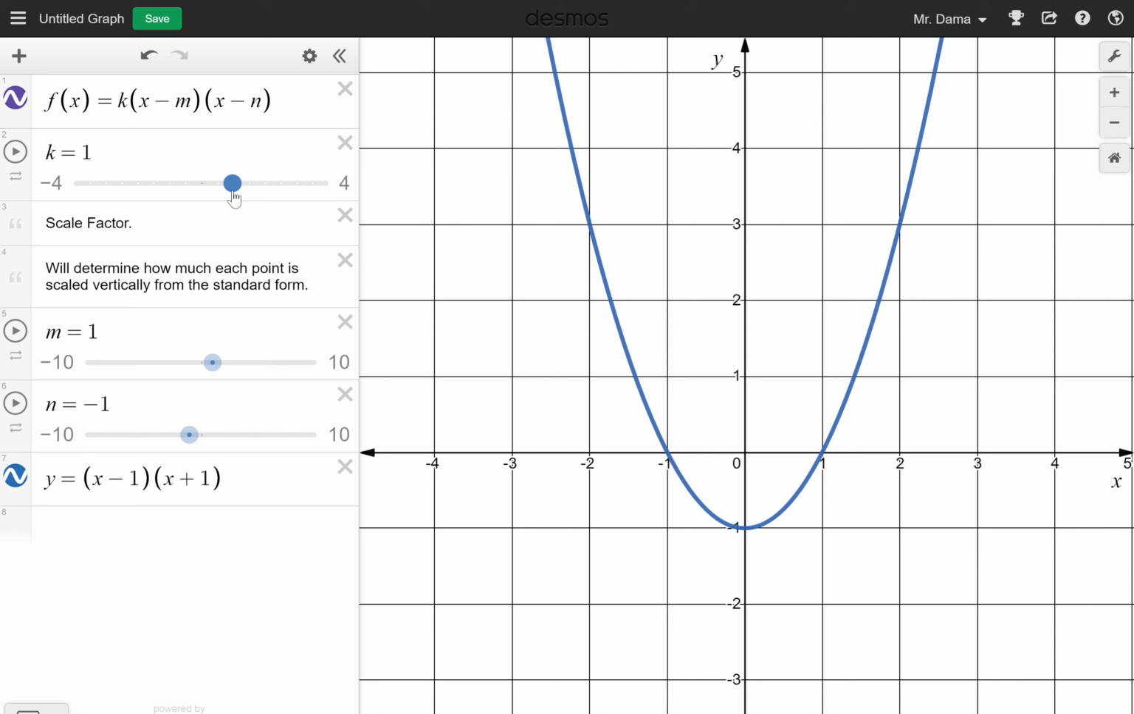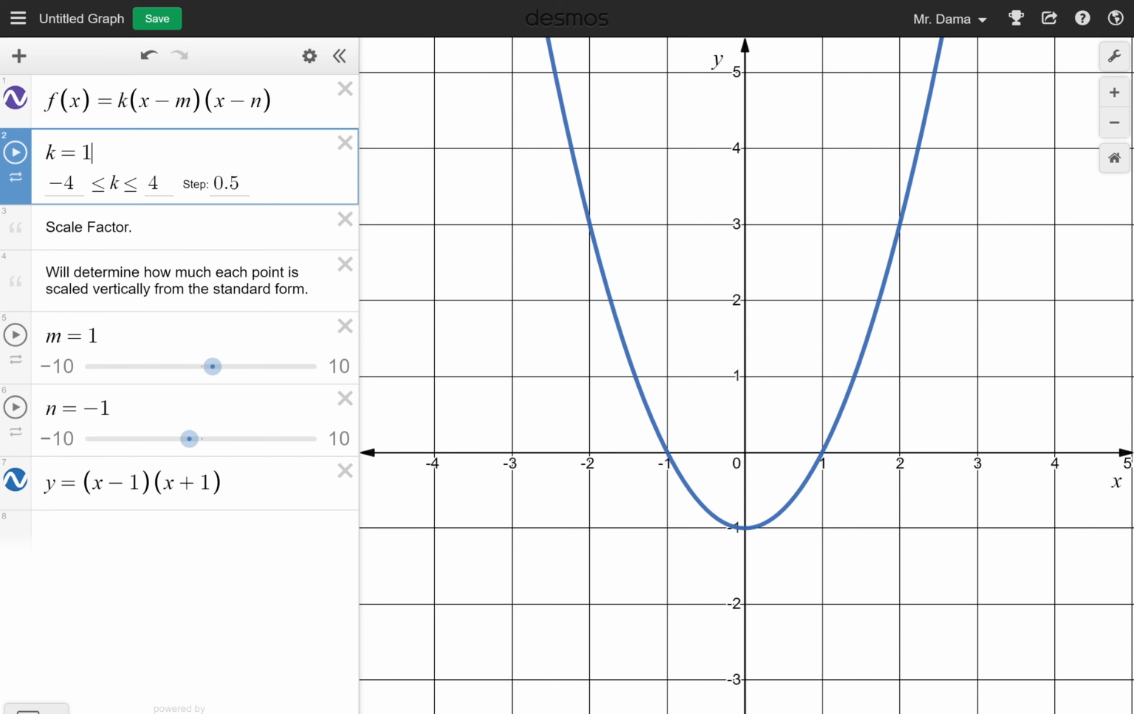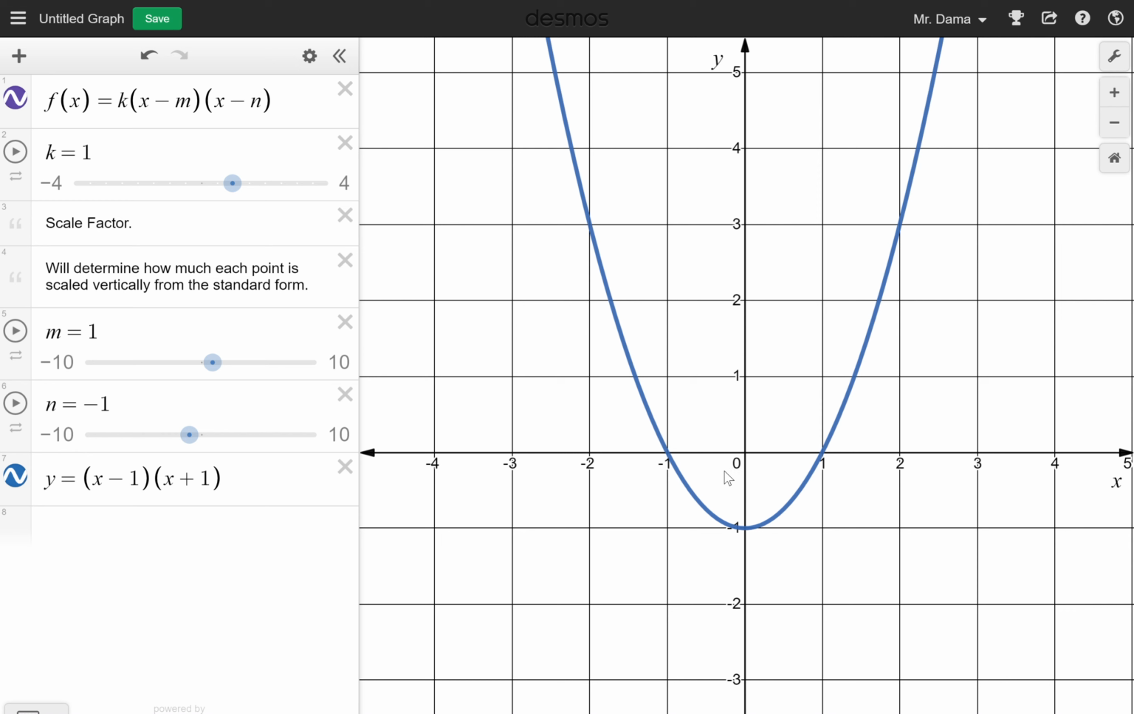What I want to ask you is, what would happen if k became a fraction? What happens if k is a half? What would happen to my graph vertically? Well, let's have a look.